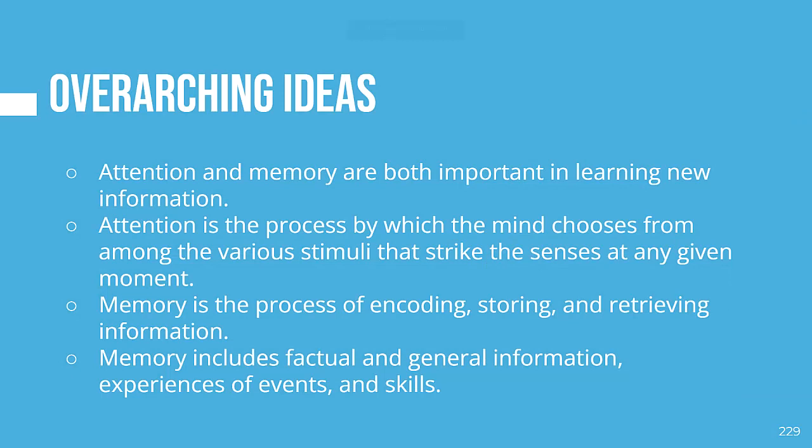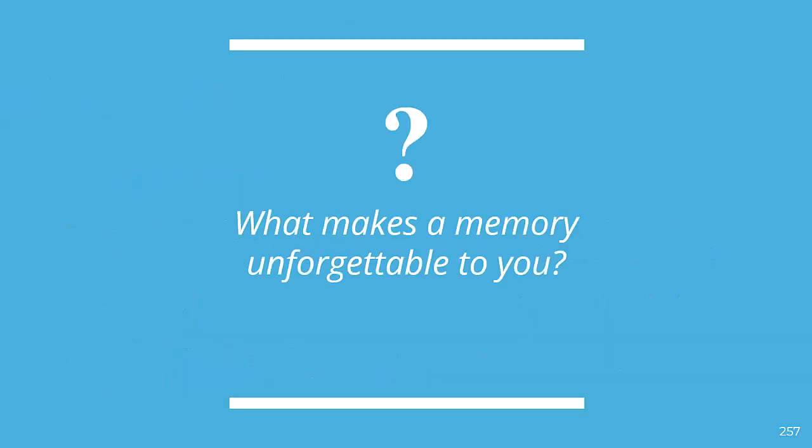In this video, we learned attention and memory are both important in learning new information. Attention is the process by which the mind chooses from among the various stimuli that strike the senses at any given moment. Memory is the process of encoding, storing, and retrieving information, and memory includes factual and general information, experiences of events, and skills. For reflection, please take a few moments to consider the following open-ended question.